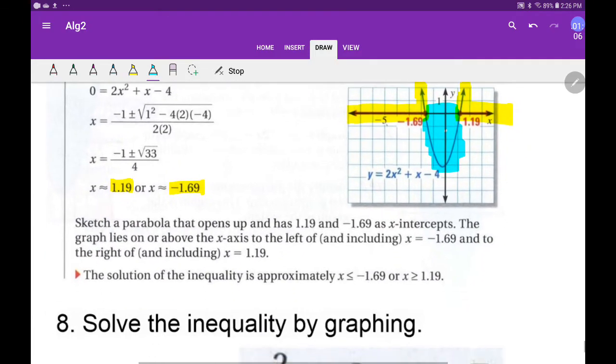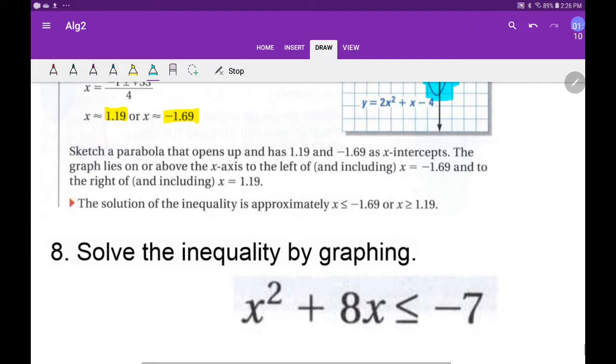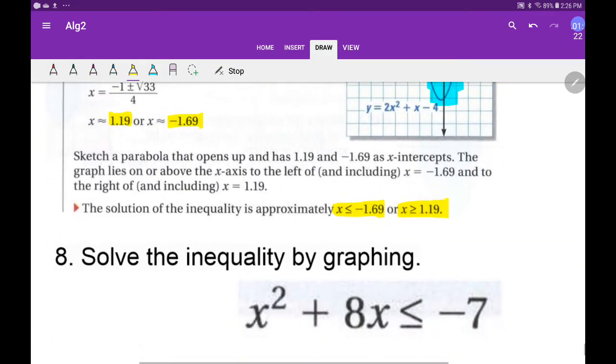Okay, so we're going to sketch the parabola, and you can see that it says x has to be less than that. Wrong color, I guess. X has to be less than the negative or greater than the positive, okay? So either left or right, but not in between.